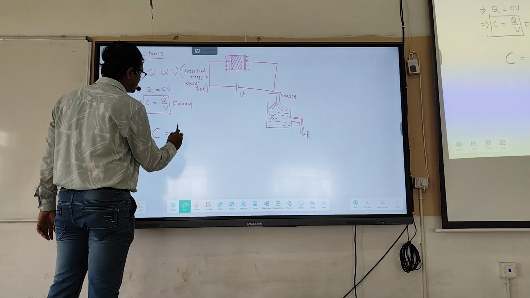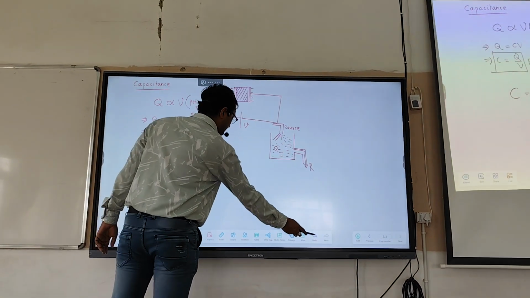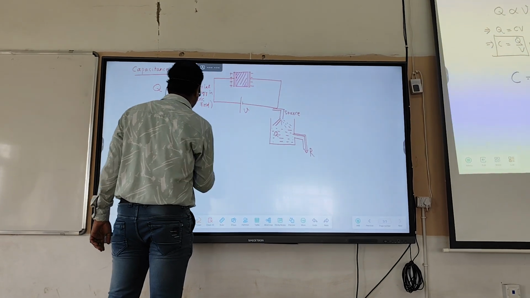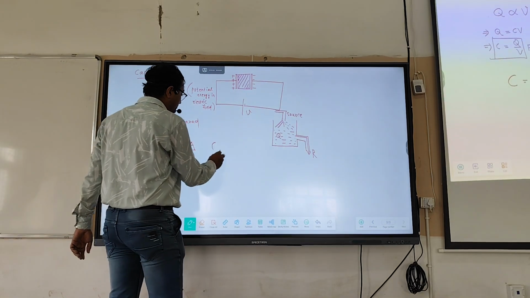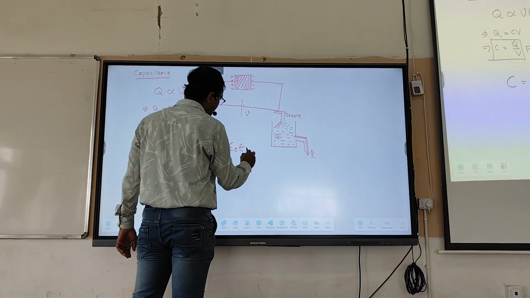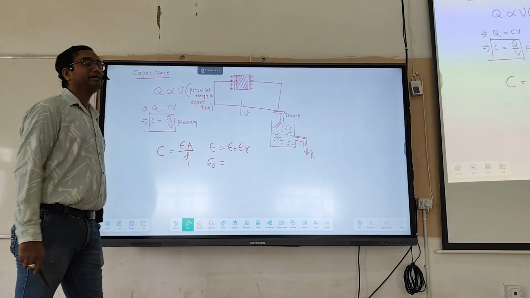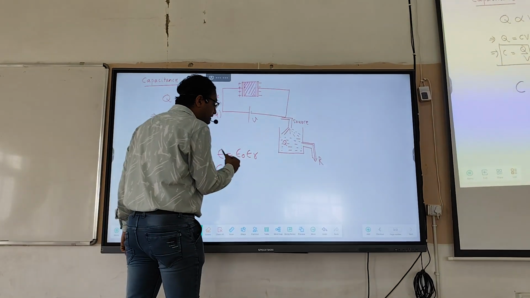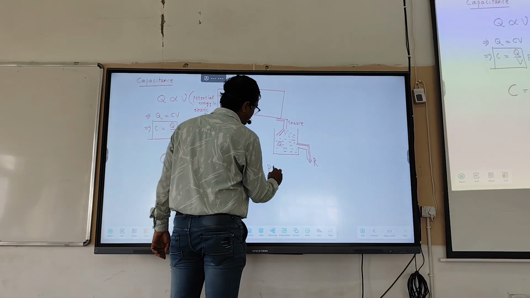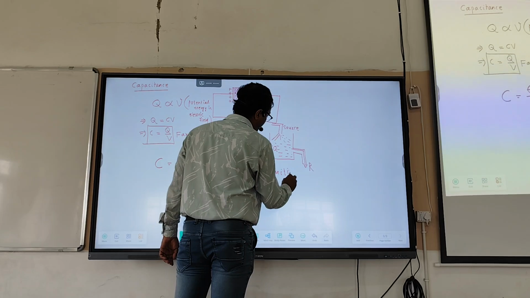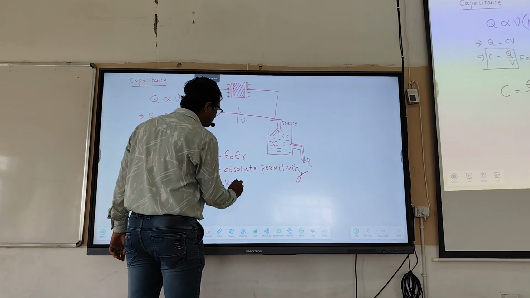C is equal to epsilon naught A by D. What is epsilon naught? Epsilon naught is the absolute permittivity. This is called permittivity, absolute permittivity, and this is relative permittivity.